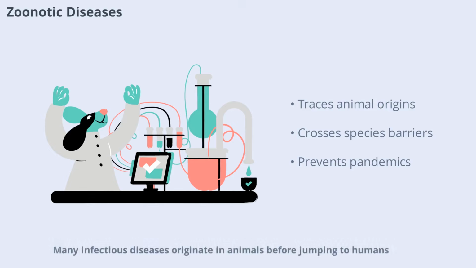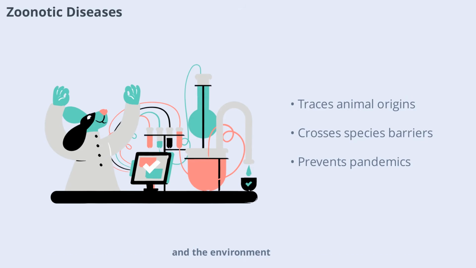Many infectious diseases originate in animals before jumping to humans. Genomics helps trace these zoonotic events, revealing how pathogens cross species barriers. This knowledge is crucial for preventing future pandemics and understanding the complex relationships between humans, animals, and the environment.